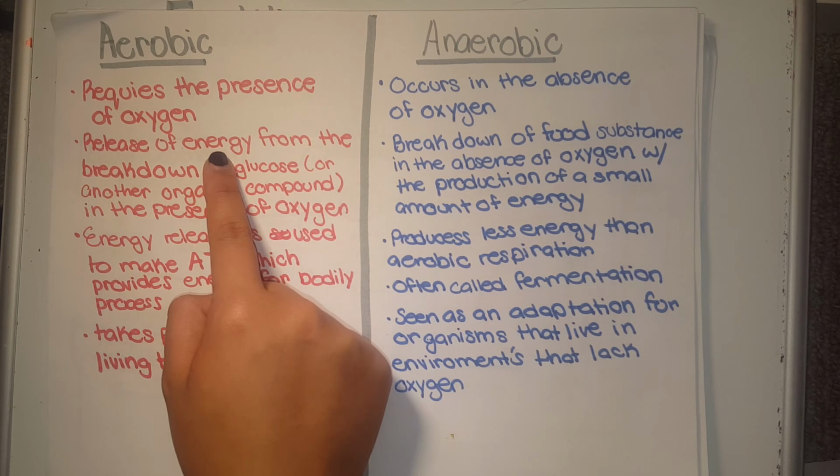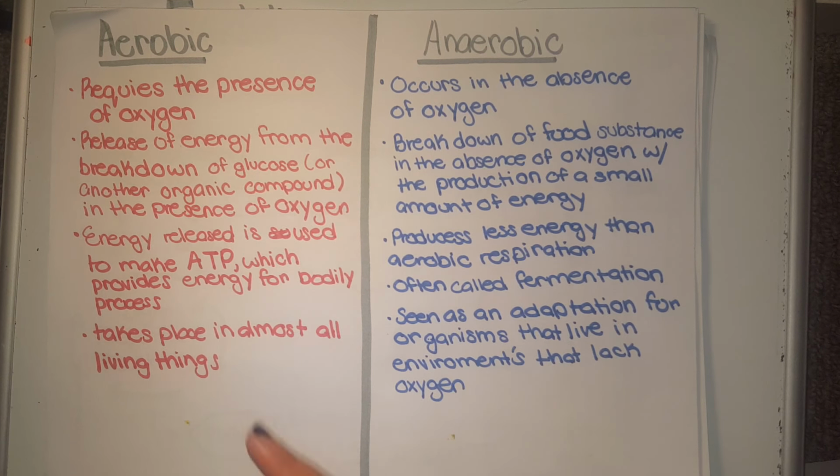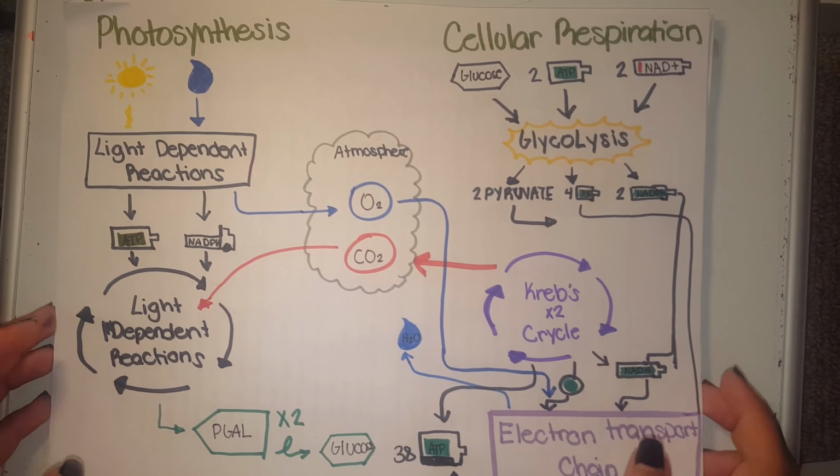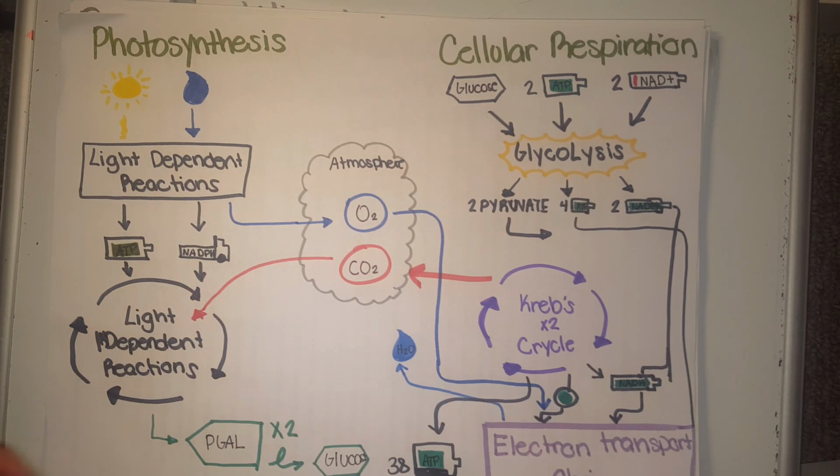Aerobic respiration requires the presence of oxygen. They release energy from the breakdown of glucose or another organic compound in the presence of oxygen. Energy release is used to make ATP, which provides energy for bodily processes and takes place in almost all living things. And this is an overview of both photosynthesis and cellular respiration.